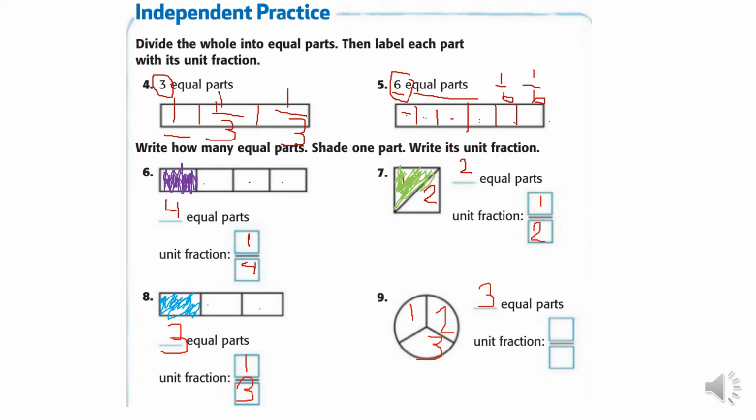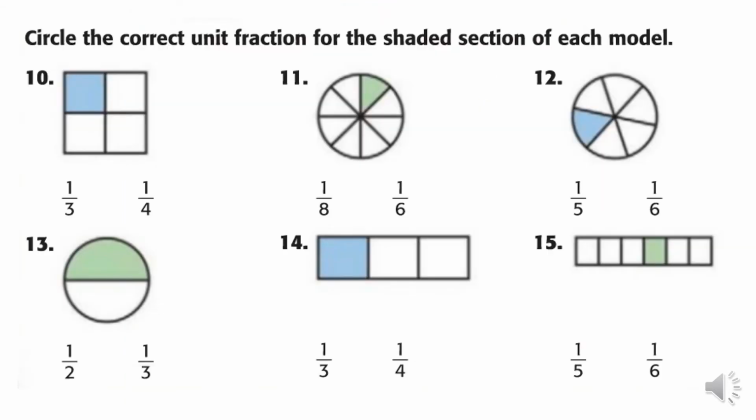And number 9, we have 1, we have 2, and we have 3 equal parts. How many? 3 equal parts. We're gonna color one part. I'm gonna color with yellow. Yes, sorry. And the unit fraction, we have 1. This one is 1 over how many? 1, 2, 3 equal parts. Easy peasy. Okay, next exercise.